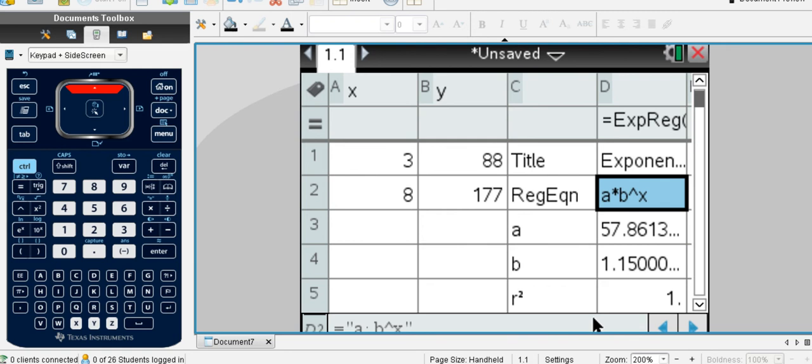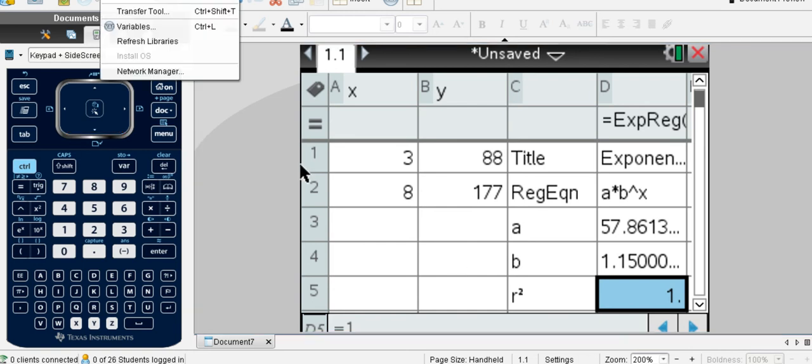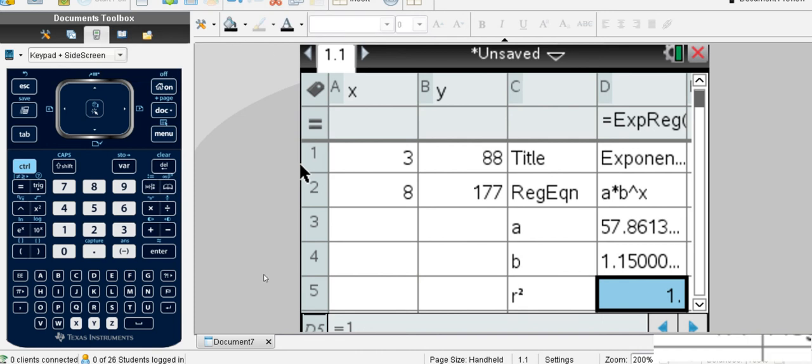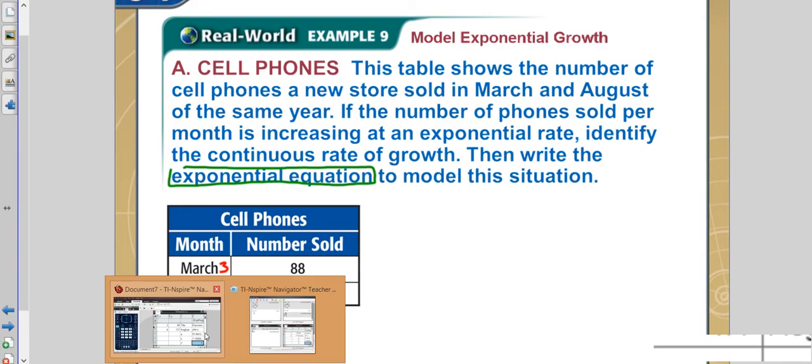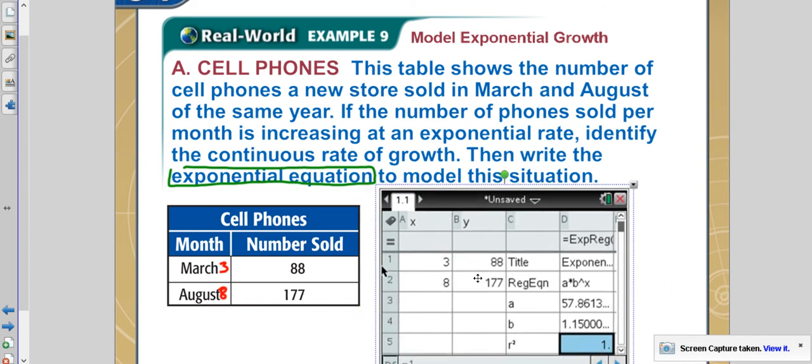Now it tells you your equation. This is in the form of A times B, which is your base, to the power of X. There's your A, there's your B. R squared, that means how accurate is this model. It's 100% or 1 is another way of looking at it. So that's a good, accurate model. When I come back over here, and using this, we will write our equation.